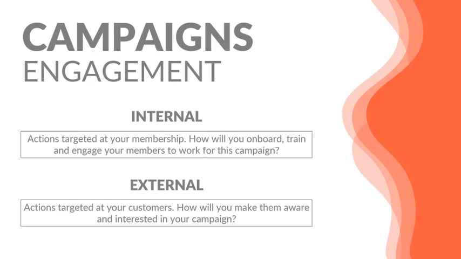And finally, after you have all those things figured out, you're going to start planning your action steps. They can be about internal or external engagement. Internal engagement are the actions targeted at your membership. How will you onboard, train, and engage your members to work for this campaign? So of course, if you need a campaign, your members need to run this campaign. So you need to do a few things with them so they are well prepared to run it and are engaged to run this. And of course, the external engagement are the actions targeted at your customers. How will you make them aware and interested in your campaign? So how are you going to reach your customers and convince them that this campaign is interesting, is right for them, and they need to participate?